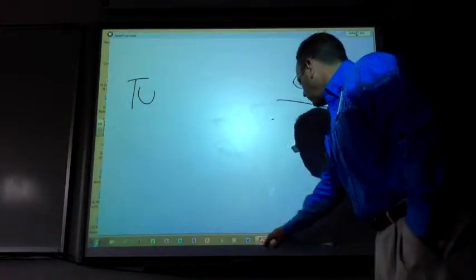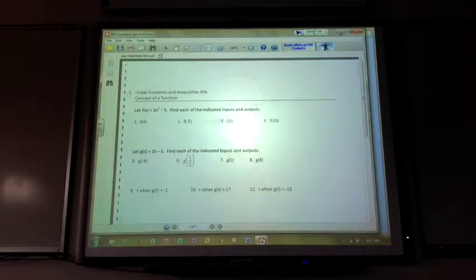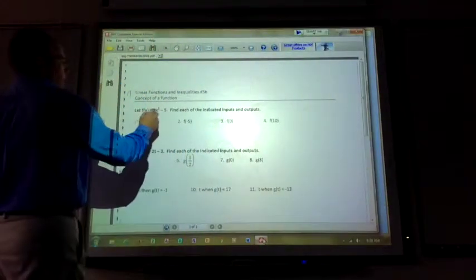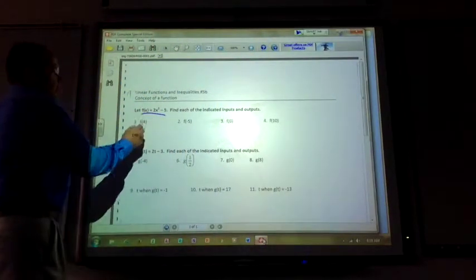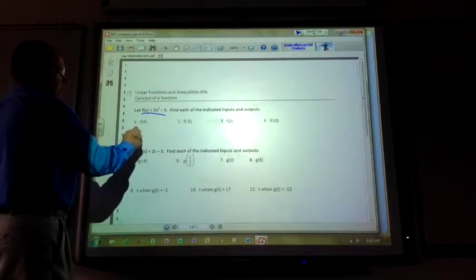Let's take a look at homework. I wanted to work through it because I know some of you are struggling with it. So again, when it has f at, g at, or h at, with parentheses, whatever, that means you're going to substitute in for the variable. This is saying that the function at x is equal to that. So I'm going to take 4 and plug it in for my x value.